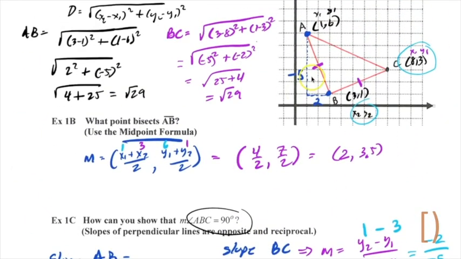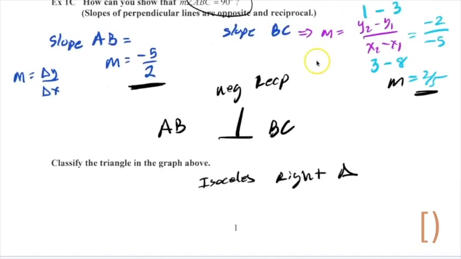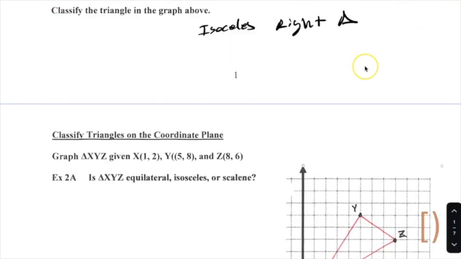Classify the triangle above. With everything we know, I know that these sides are the same. It's isosceles, and I know it's a right triangle now. So this is an isosceles right triangle. We're putting everything together. We know it's isosceles because the two sides are the same, and we know it's a right triangle because of the slopes. That's the idea. Let's do another one.